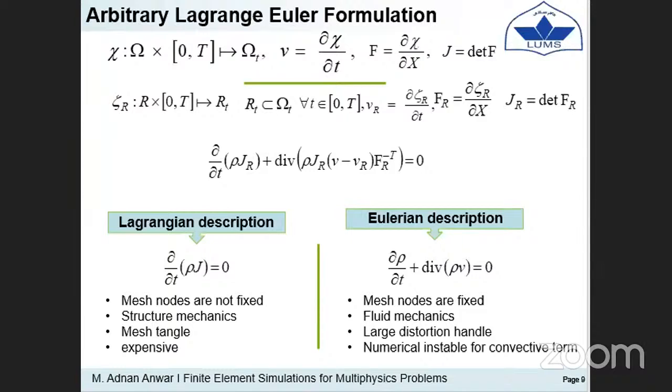The arbitrary Lagrangian Eulerian is a finite element formulation in which the computational system is not a priori fixed in space nor attached to materials as it is in the Lagrangian description. Here are some characteristics of the Lagrangian and Eulerian descriptions. This equation is written in ALE formulation, and we can recover the Lagrangian description and the Eulerian description from this ALE formulation.